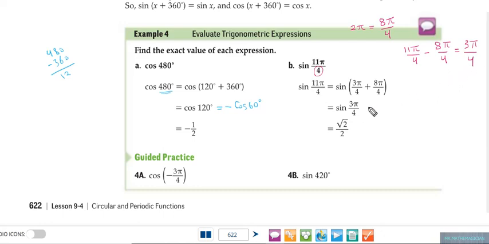So now I can rewrite sine 3 pi over 4 as sine of its reference angle. What is the reference angle of this one? Yes, excellent. It is pi over 4. Since it is in the second quadrant and sine in the second is positive, I don't put a negative here, I leave it positive. And sine pi over 4, which is sine 45, is root 2 over 2.